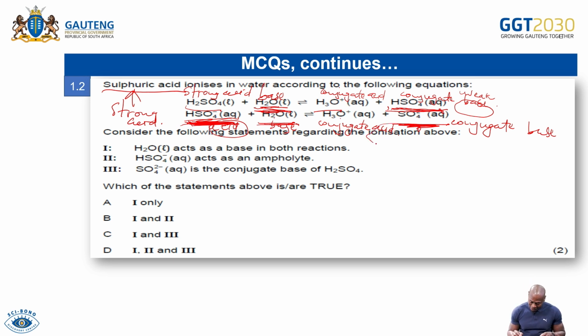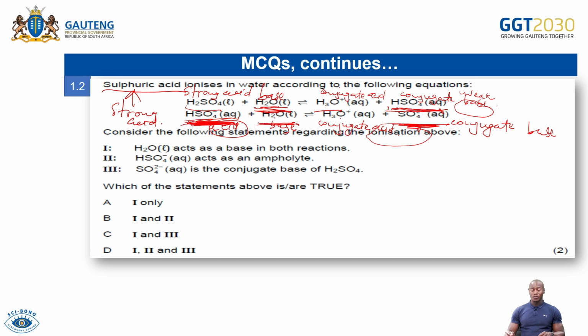What is ionization, right? You should know what ionization is. Ionization is a reaction where a covalent molecule or covalent compound forms ions in water, right? So that is ionization. For example, your H2SO4 is a covalent compound, right?